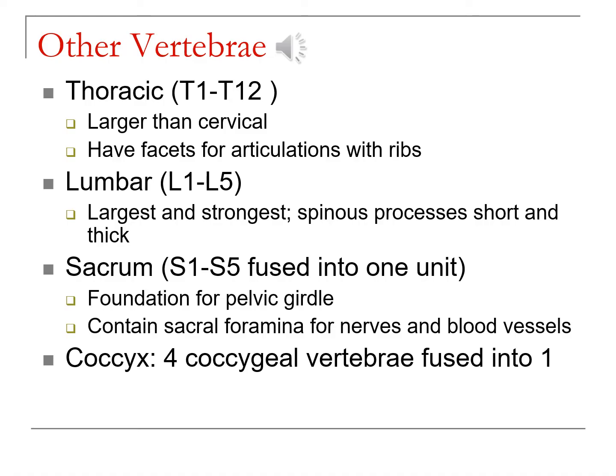It's the largest and the strongest. It has spinous processes that are short but are thick and they look quadrangular. Your sacrum has S1 to S5 fused into one unit, and the foundation for your pelvic girdle is your sacrum, and they contain sacral foramina for nerves and blood vessels. And your coccyx, as mentioned, are 4 fused coccygeal vertebrae into one.